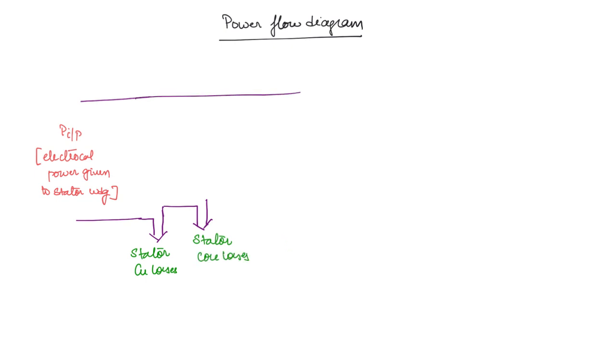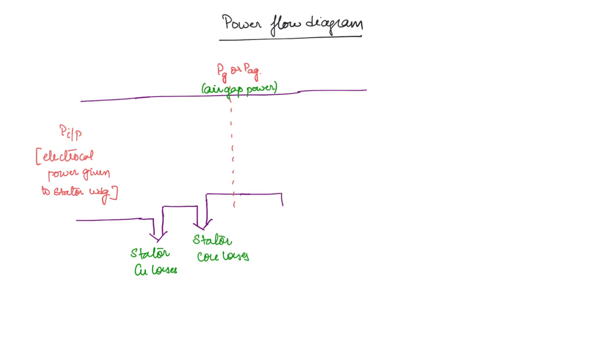Now what will be left out? This much amount of power, let's say it is left out. Okay, so if you subtract from the input power the stator copper loss and the stator core loss, then the power that is available here is called the air gap power. Okay, so we represent it either as PG or PAG. In different textbooks you can see different notations. This is called the air gap power.